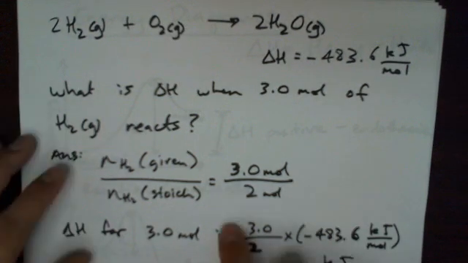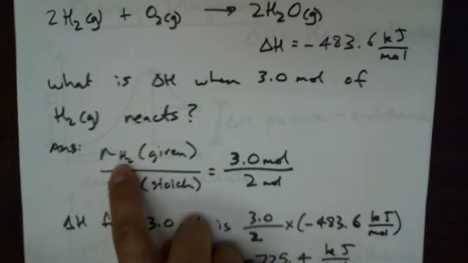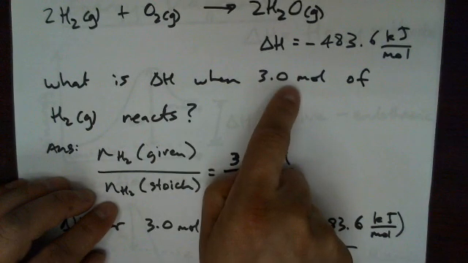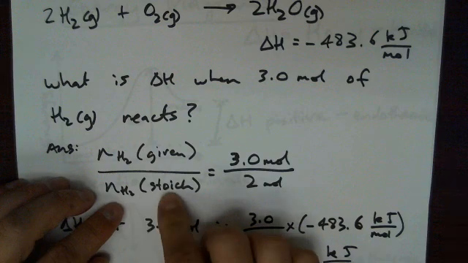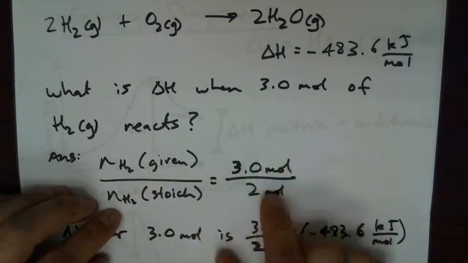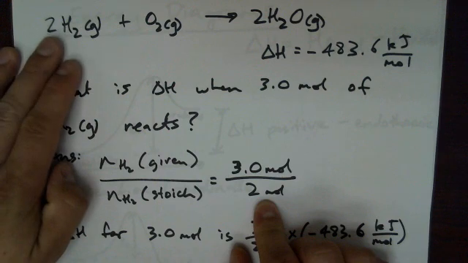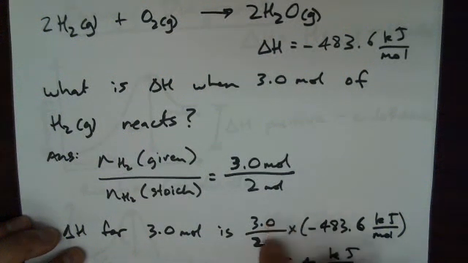But let's look at a concrete way of working that out. Again, I use this idea of looking at the number of moles of H2 given. That's how much we've got to work with, given in the question. And then I look at the number of moles of H2 from the stoichiometry. So I've got 3 over 2, because the stoichiometry here is 2 for the H2. And so the delta H for the 3 moles is going to be the 3 on 2 times the 483.6 kilojoules per mole.